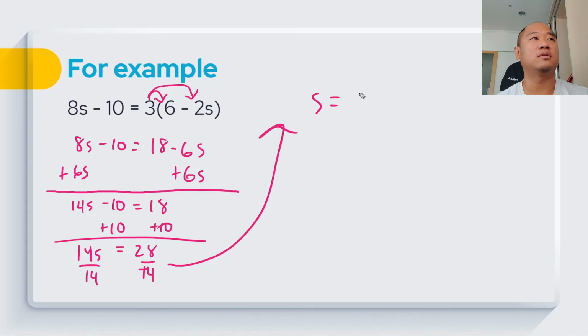s equals 28 over 14. We reduce that to 2. So s equals 2.